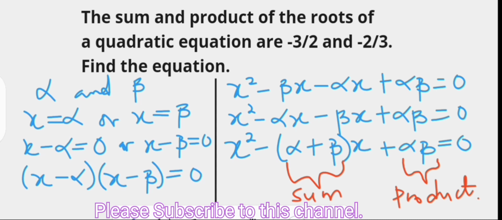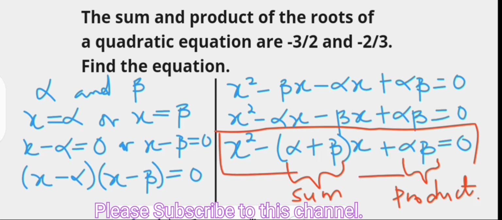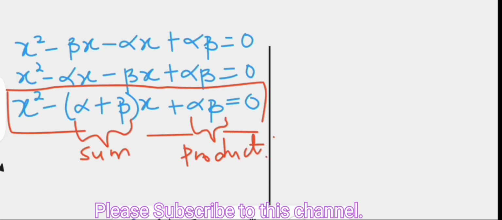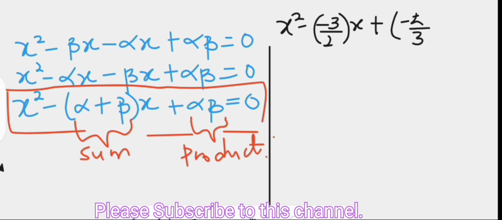So the values given to us in this question, -3/2 and -2/3, we are going to substitute them into this form for the sum and product of quadratic roots. And this is going to give us the quadratic equation x squared minus (-3/2) x, which is the sum of the roots, plus -2/3, which is the product of the roots. And that's equal to 0.